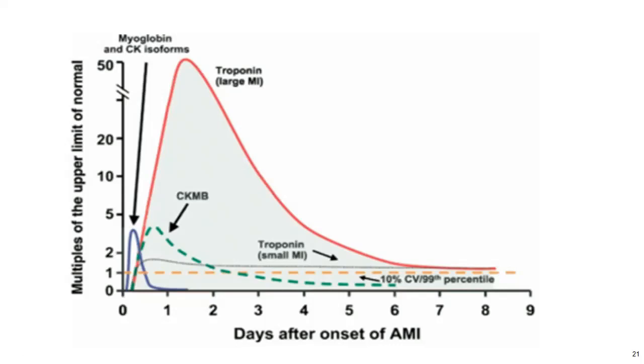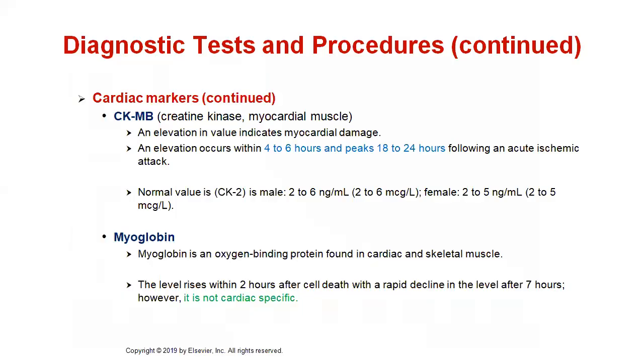And this should be less than 90 microgram per liter, and they are elevated only for 24 hours. So after 24 hours, myoglobin will disappear in case of ischemia. So myoglobin is actually a special type of protein.